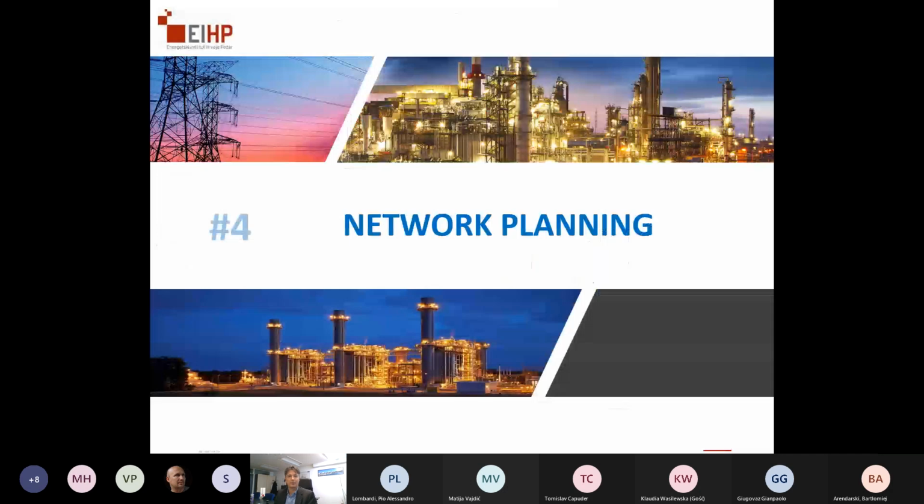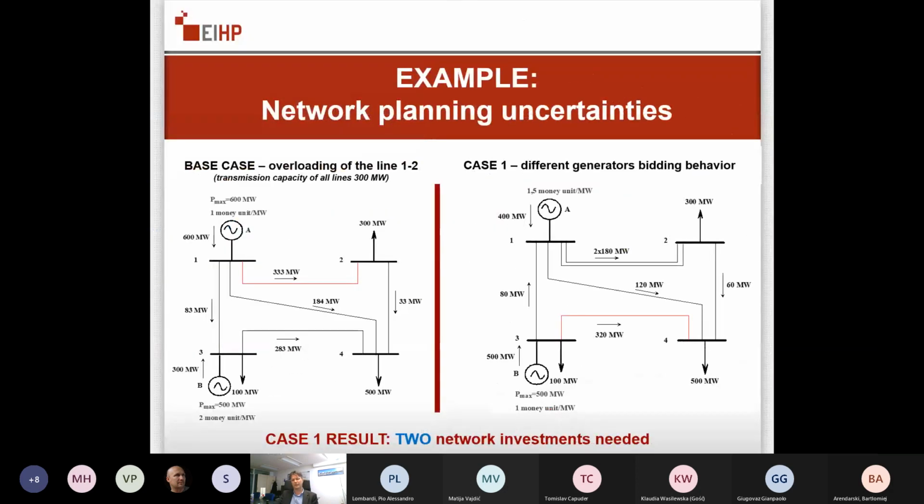And the last part, I hope you are still there, is network planning. We need to be careful with network planning, simply because the uncertainties that are present now are much higher than ever. It takes years to prepare, to construct, to finance one single network element, especially nowadays with the growing environmental requirements and spatial planning issues and so forth.